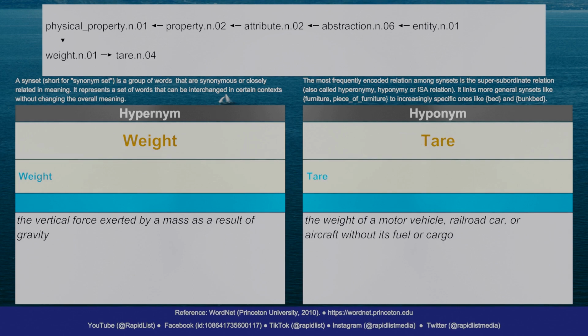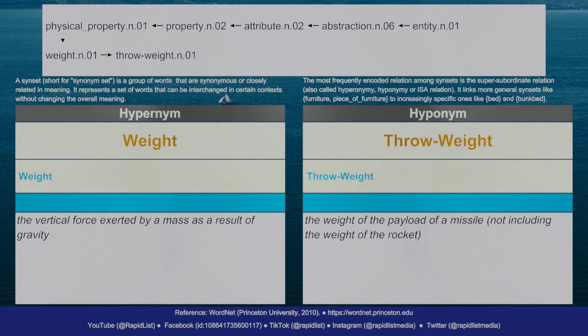Tare. The weight of a motor vehicle, railroad car, or aircraft without its fuel or cargo. Throw weight. The weight of the payload of a missile, not including the weight of the rocket.